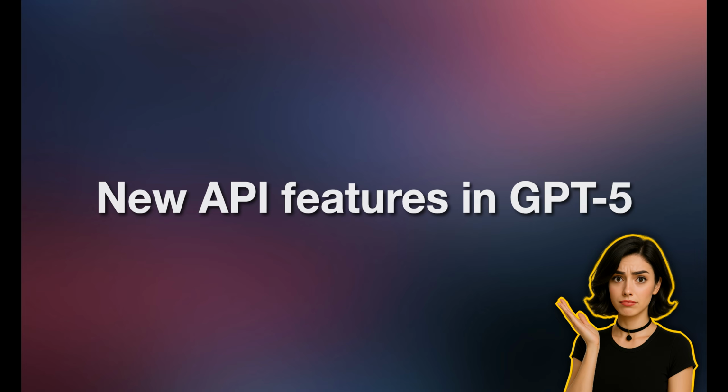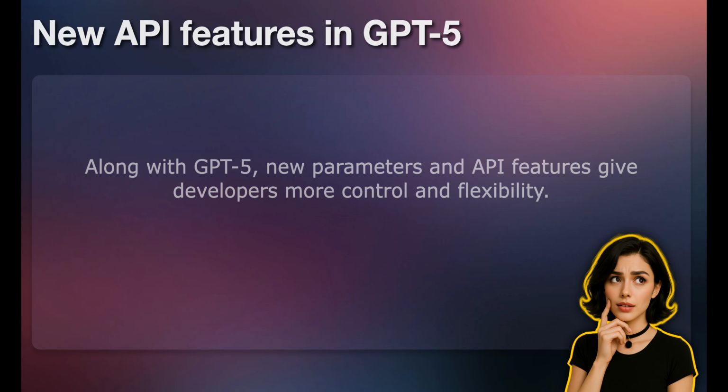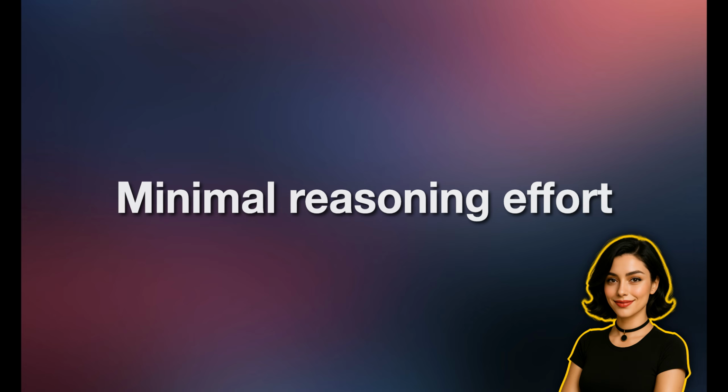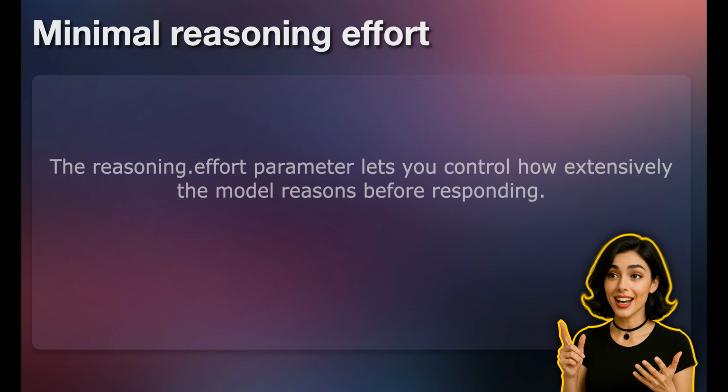Let's look at the new API features that come with GPT-5. Along with GPT-5, new parameters and API features give developers more control and flexibility. Let's explore the minimal reasoning effort feature in GPT-5. The reasoning effort parameter lets you control how extensively the model reasons before responding.